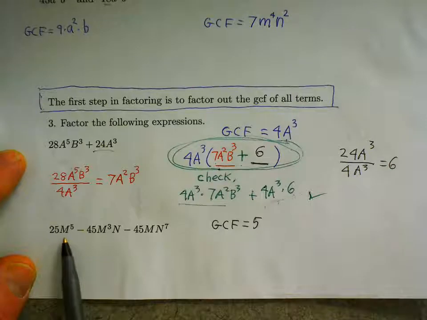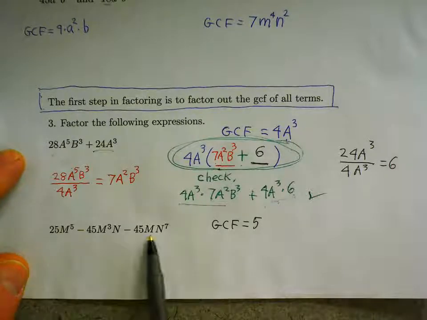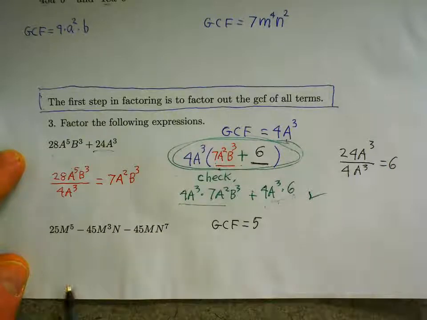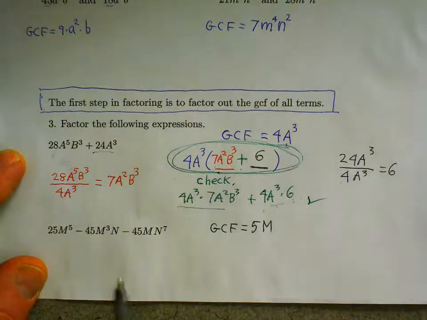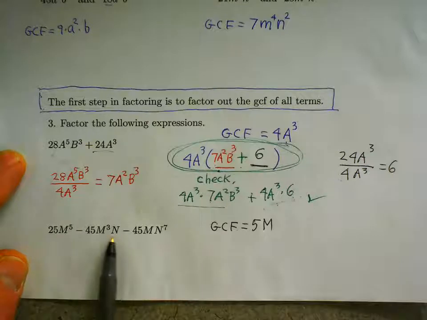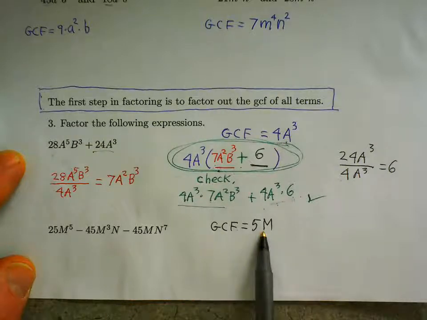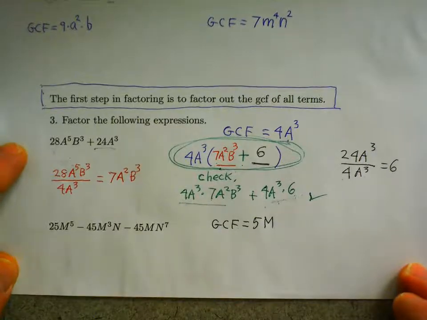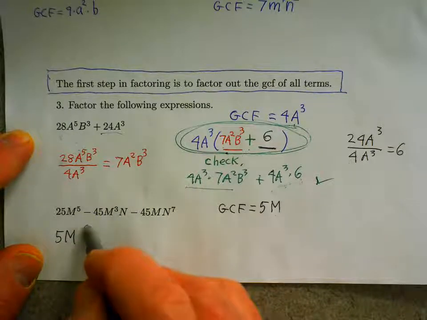Then compare the variable parts. The first term has m to the 5th. The second term has m to the 3rd, and the third term has n. So common to all 3 is just m. So the greatest common factor has a factor of m. And even though the second and third terms have n and n to the 7th respectively, the first term doesn't have any factors of n. So the greatest common factor is 5m. Okay, so when we factor that out, we write 5m times the quantity.